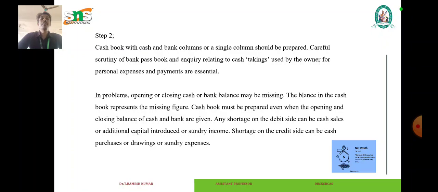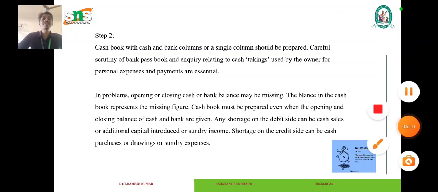Any shortage on the debit side can be cash sales or additional capital introduced or sundry income. Shortage on the credit side can be cash purchases, drawings or sundry expenses.